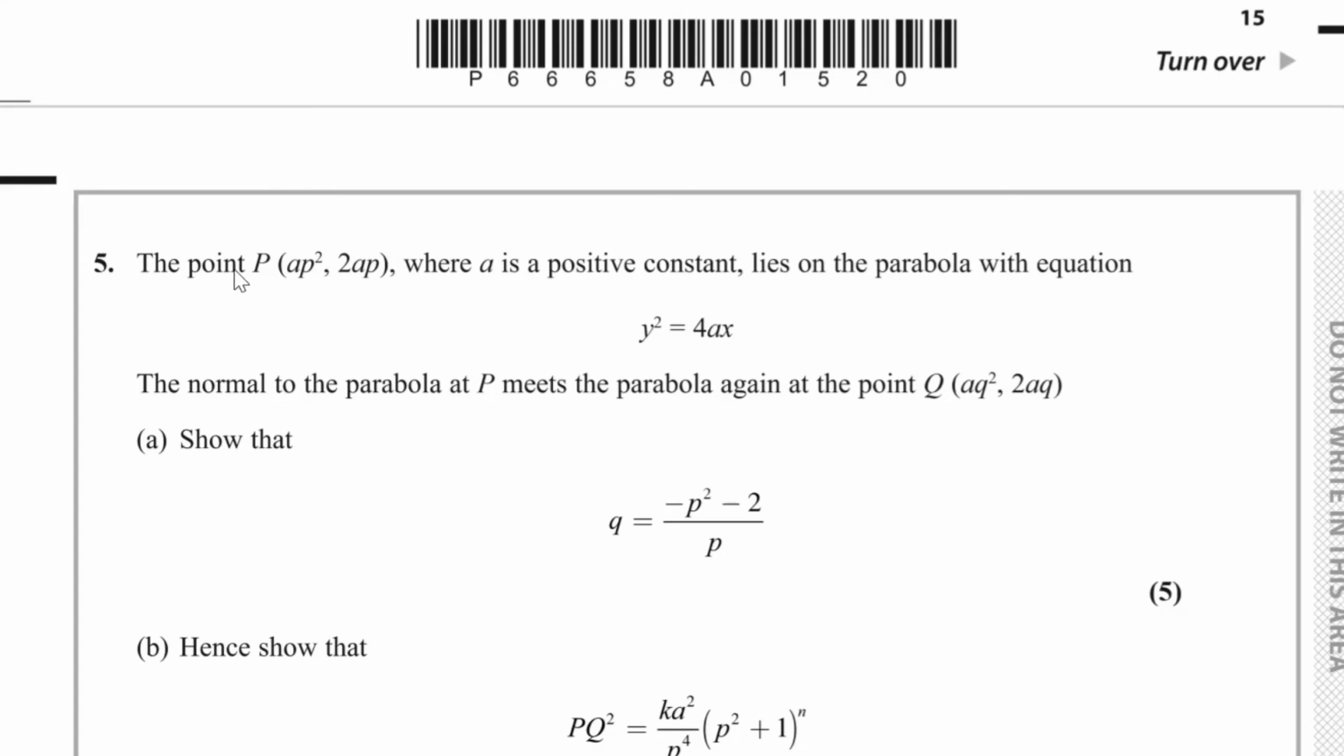Question number 5. The point P with coordinates (ap², 2ap), where a is a positive constant, lies on the parabola with equation y² = 4ax. The normal to the parabola at P meets the parabola again at the point Q with coordinates (aq², 2aq). For part a, we have to show that q = -(p² + 2)/p.